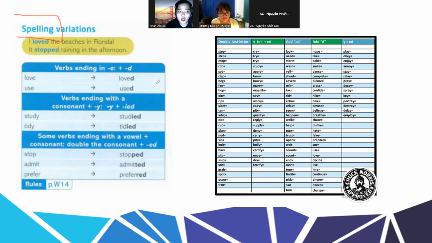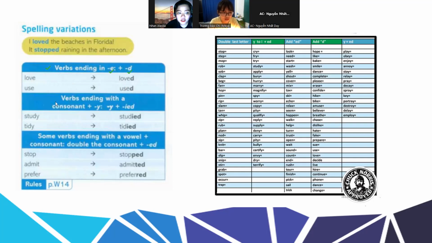All right. First one, take a look. If the verbs end in E, all you have to do is add D to the end of the word, such as love, it becomes loved. It ends in E, right? Ends in E, add D, loved. Used, used, right? Do you get it? So that is the first rule. First rule in spelling variation, if the action word ends in E, simply add D to the end of the word. Okay?